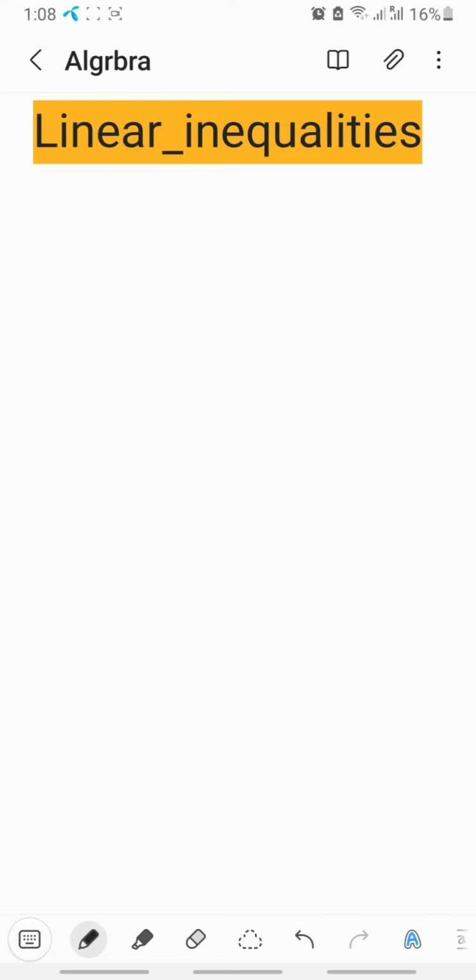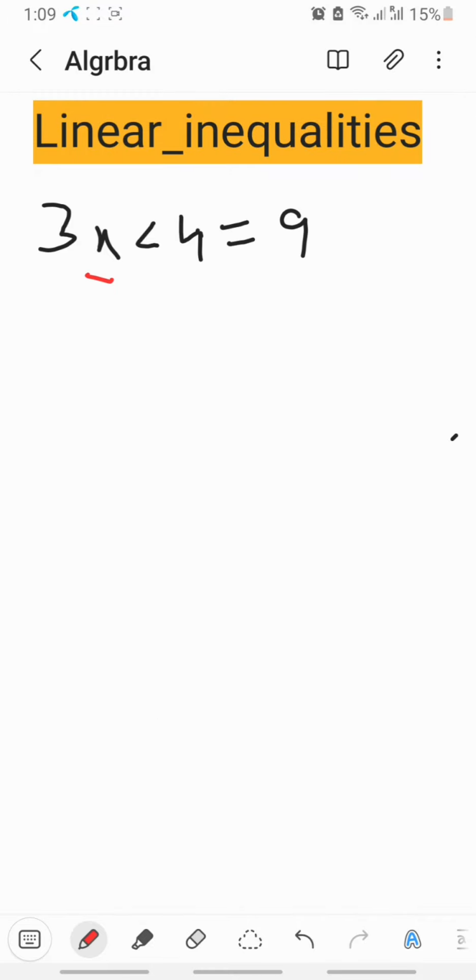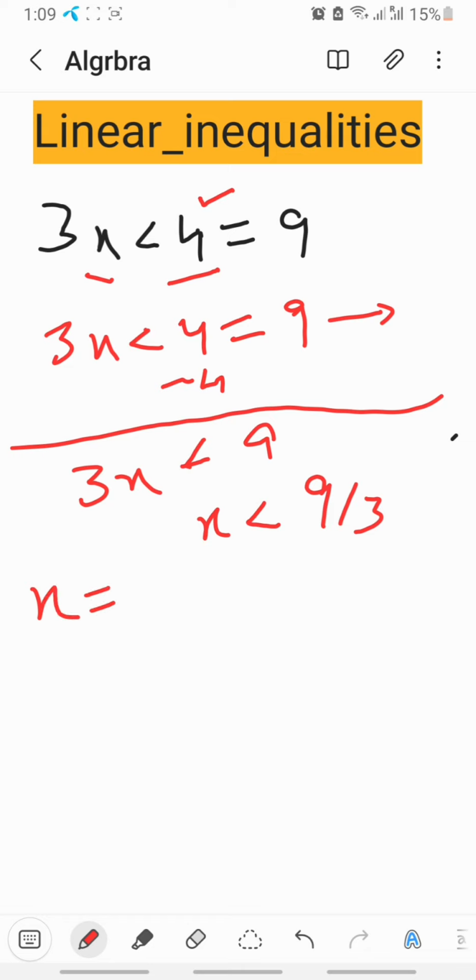Let's say we have a question: 3x + 4 < 9. Here, x is the variable and 4 is the constant. We will have to remove this constant 4. What we can do is subtract 4 from both sides of the inequality. As a result, we will get 3x < 9, so x < 9/3, and x < 3.